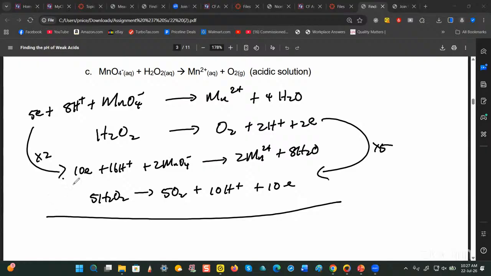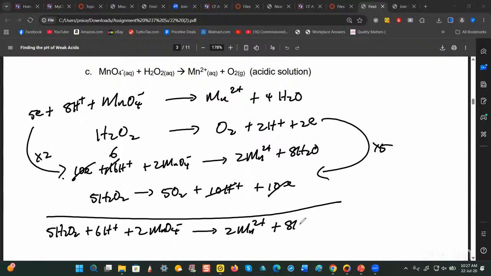Wait, hold on. Let's add them together. So the 10 electrons here will cancel out here and here, right? What else will cancel out? The hydrogen ions. Right, so these 10 hydrogen ions will cancel out 10 of these, leaving behind 6. So you're going to end up with 5 H2O2 plus 6 H plus 2 MnO4 minus. And then on the right side, you're going to have 2 Mn2 plus, 8 H2O plus 5 O2. And then we check to make sure that everything is balanced at this stage.